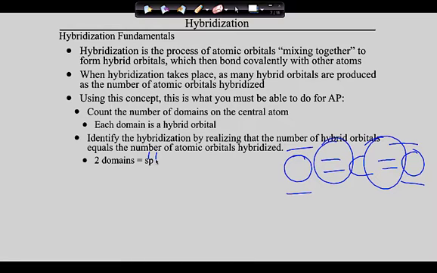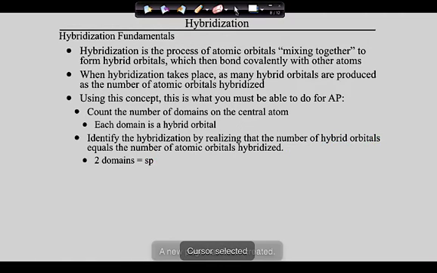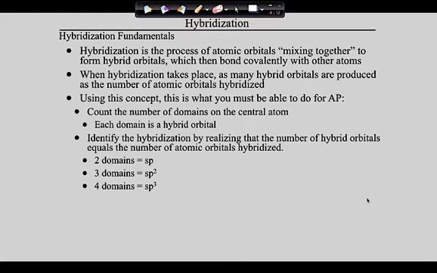Good? Okay. So guys, what do you suppose the hybridization is going to be if there's 3 domains? sp2. Because now we've got 1 s and 2 p orbitals, and that adds up to 3. Now, what if we've got 4 domains in tetrahedral? We need an s and 3 p's.